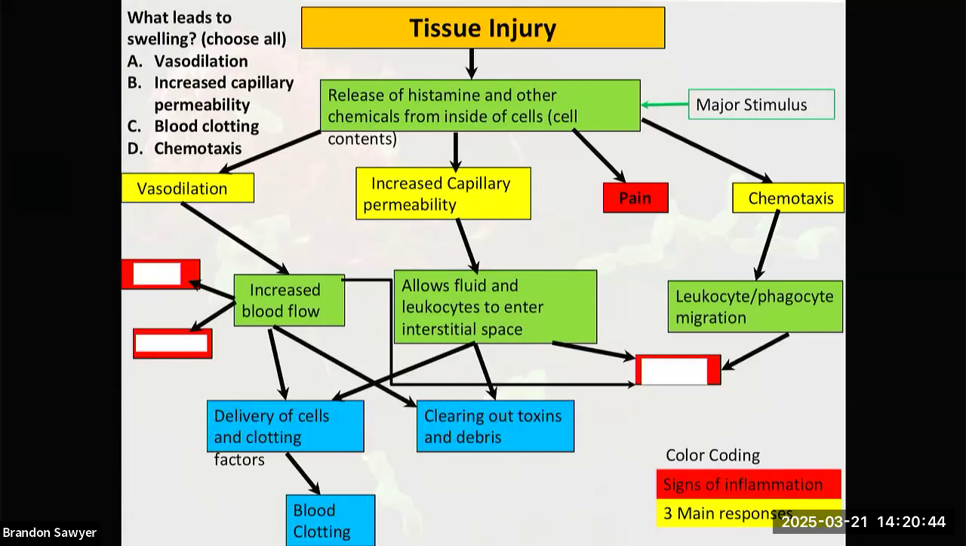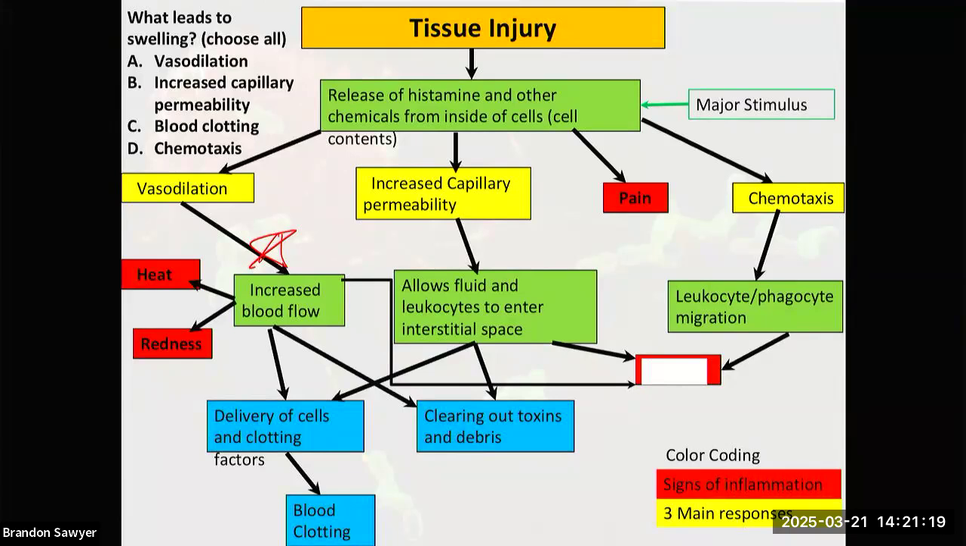And then the red boxes there are the signs of inflammation. So pain can be directly caused by the cell contents. The vasodilation is going to lead to increased blood flow. That increased blood flow we know is connected to both the heat and the redness part of inflammation. The increased blood flow also helps us deliver more cells to that area to help with the process, and deliver clotting factors to slow down the bleeding. So we got blood clotting. And then increased blood flow helps us clear stuff out of the area too, clearing out toxins and debris.